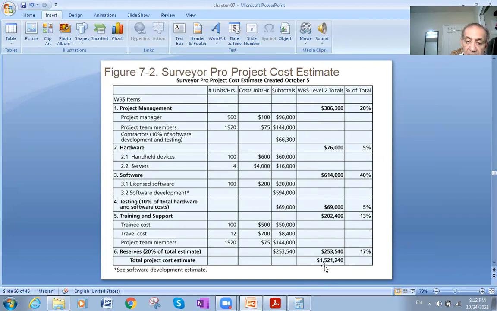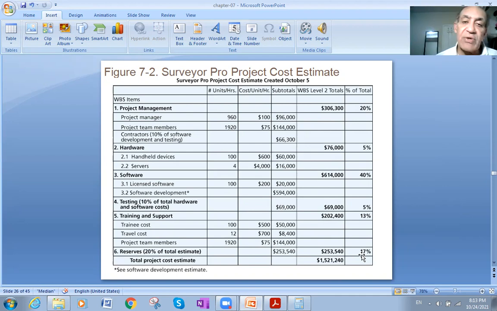614,000 we will divide by 1,521,240. It will give me 40%. And 69,000 we will divide by the same number. It will give you 5%. And before the final, 202,400 divided by 1,521,240 will give me 13%. And finally, 253,540, the reserves, when we divide it by the total project cost estimates 1,521,240, it will give me 17%.